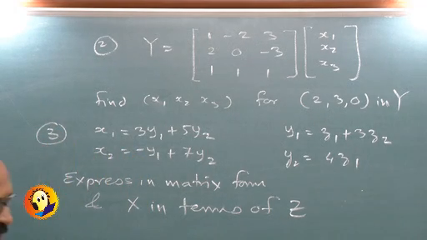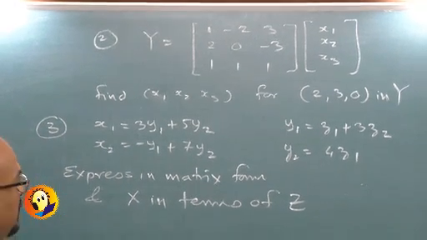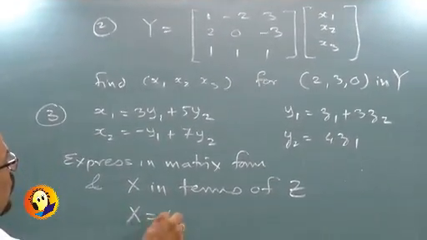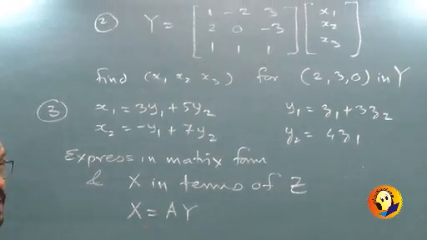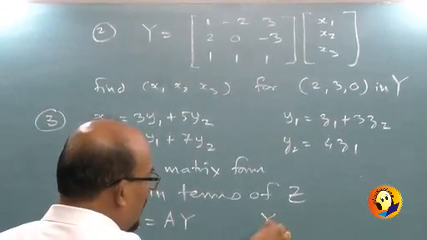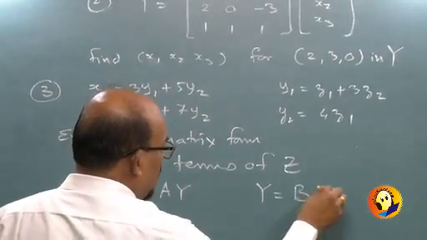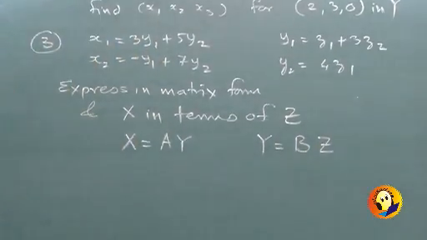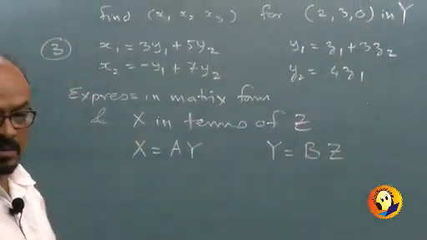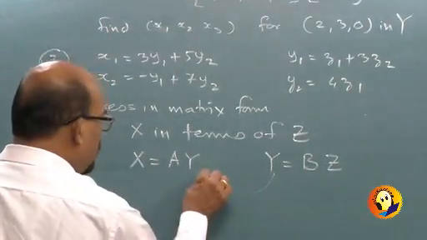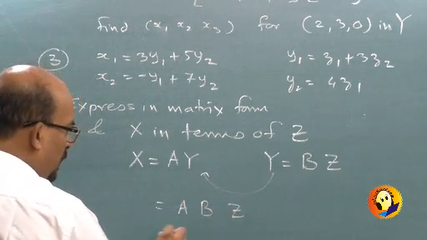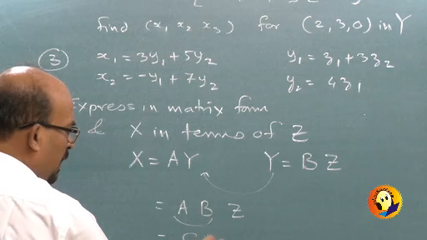First problem is identical, so I won't explain that. Second problem, you can see that he has given something like x is equal to ay. Do you agree? And he has given y is equal to some bz. He wants us to express x in terms of z. So we will simply substitute y. So it becomes a into bz, and this a into b you calculate, that becomes cz.